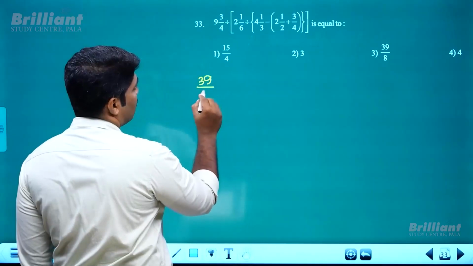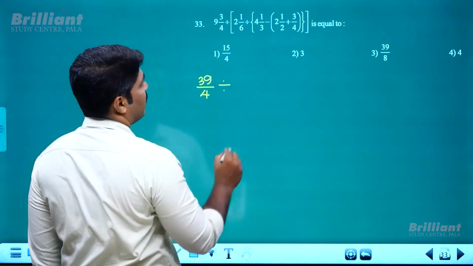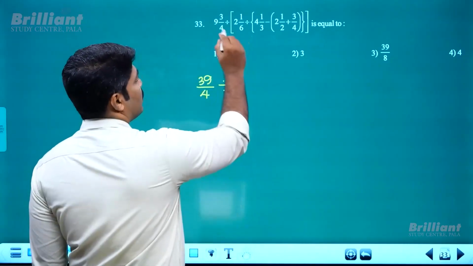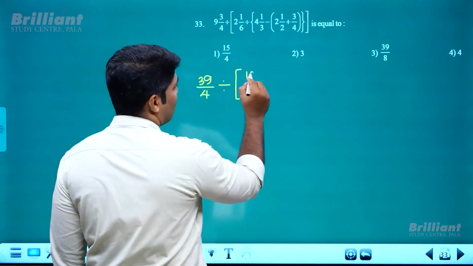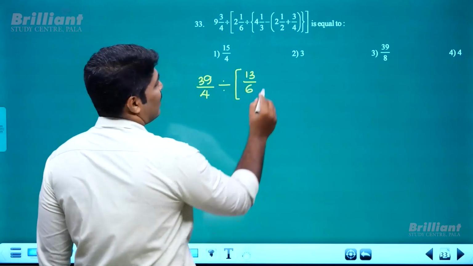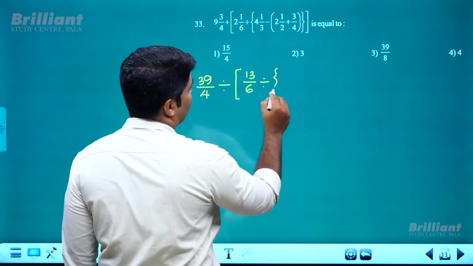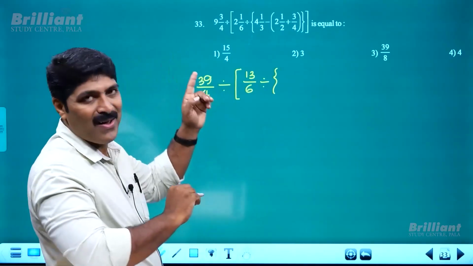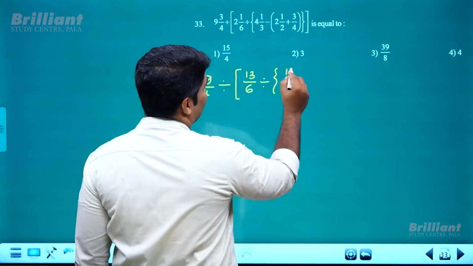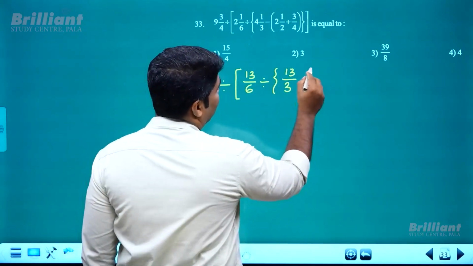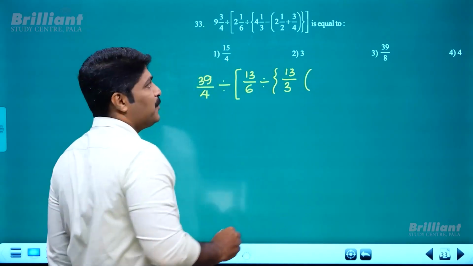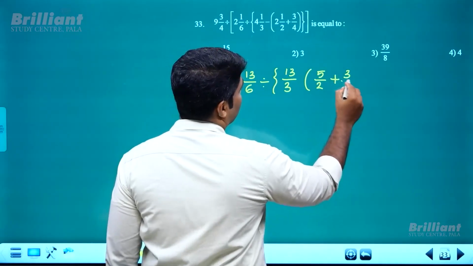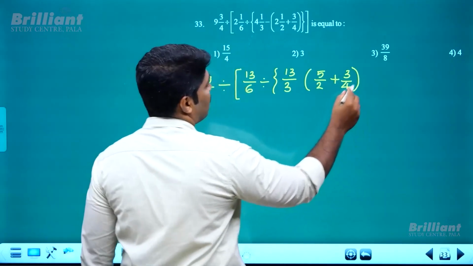So this first value is 39 by 4, divided by, then in the closed bracket, 2 and 1 by 6. So 6 into 2 is 12, 12 plus 1, 13 by 6, divided by, again divided by, then the curly bracket starts here, 4 and 1 by 3. 3 into 4 is 12, plus 1, 13 by 3. Again open bracket, 2 and 1 by 2, so that is 5 by 2, plus 3 by 4. So that is in the form of a proper fraction.